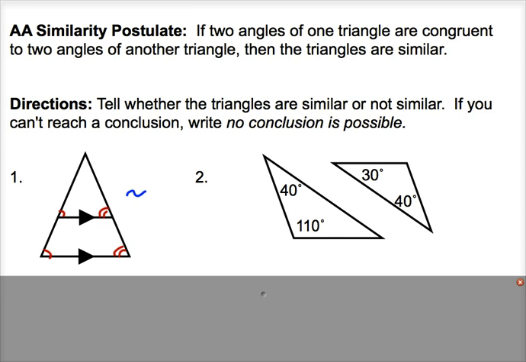Number two, I know that I need two angles to match up, and currently they each have a 40-degree angle. I see 110 and 30, but I don't know the other values. So let's figure out how big this angle is. I know all three angles in a triangle have to add up to 180. So if I take 180, subtract off 110, and subtract off 40, let's see what's left. That should give me 30. And now it's enough to see that the two triangles have two angles that are congruent. So this is going to be similar by the angle-angle similarity.